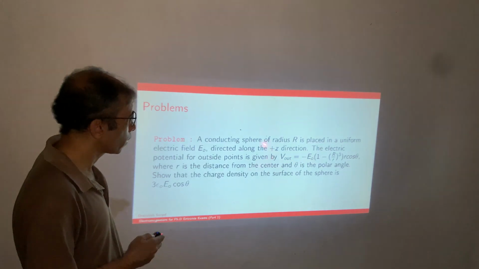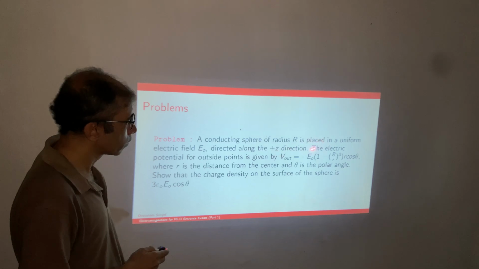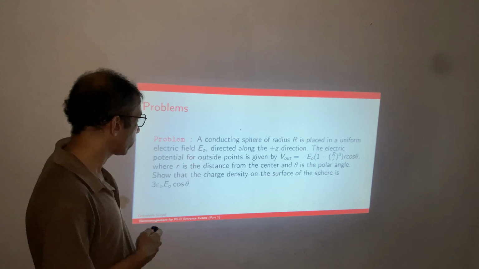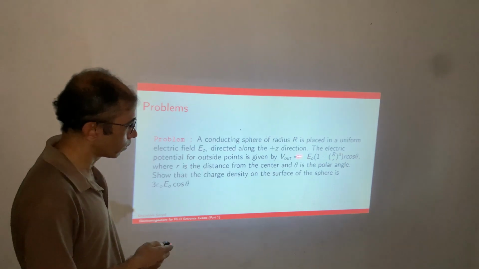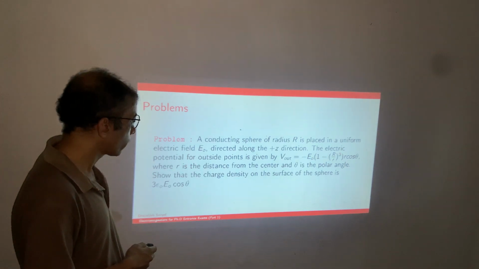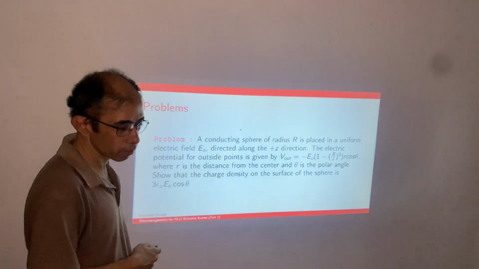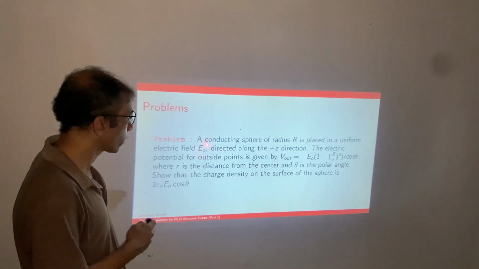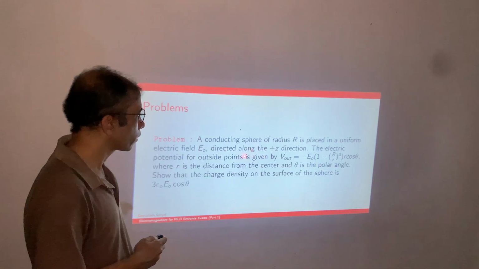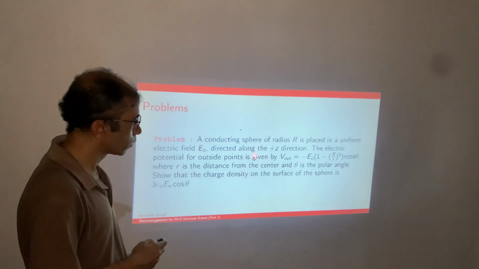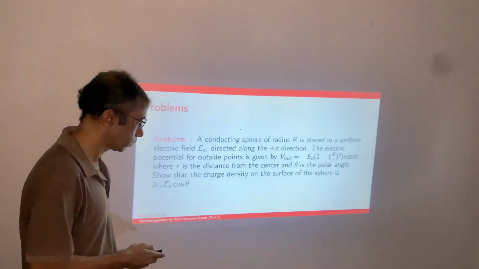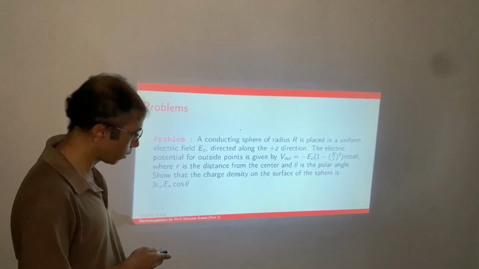So V out is, so we have a conducting sphere and the electric field is given for this conducting sphere, and we have to find out the charge density on this surface. Because of the electric field, the sphere will be charged, and hence you will have a modified electric field outside. So let's see, it's not difficult.